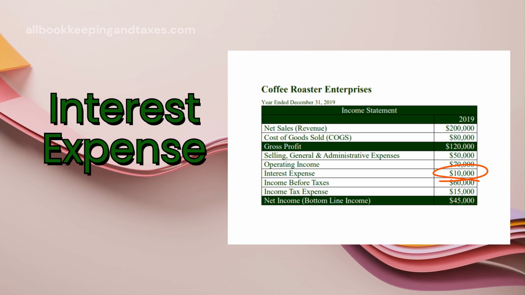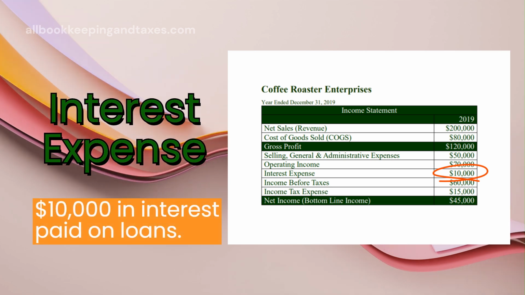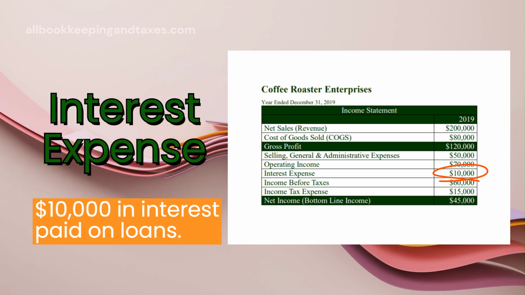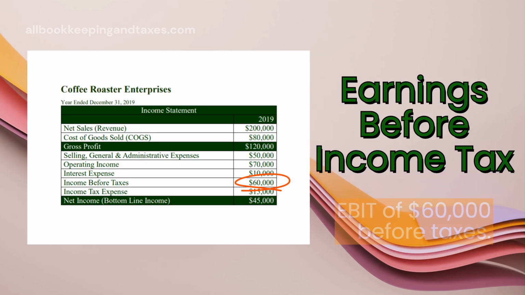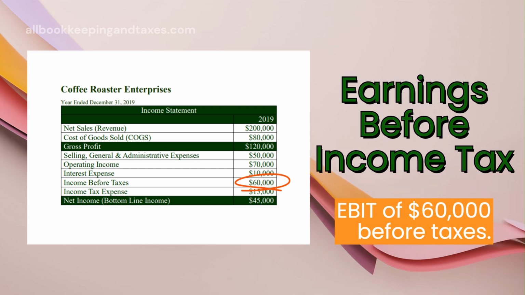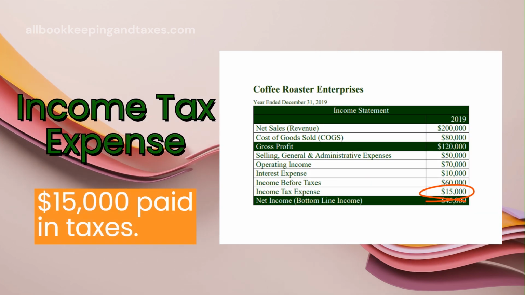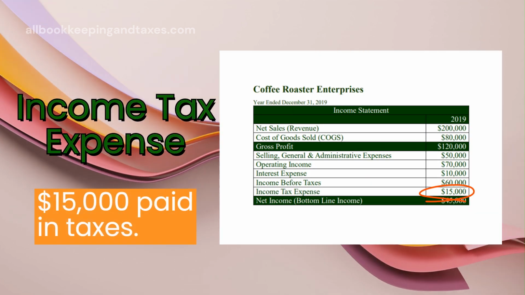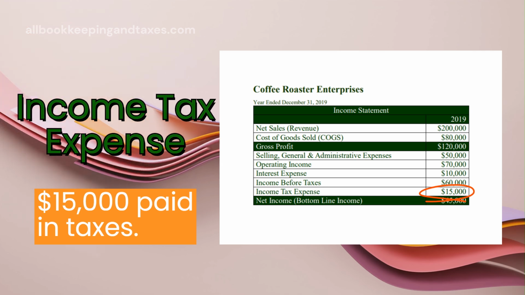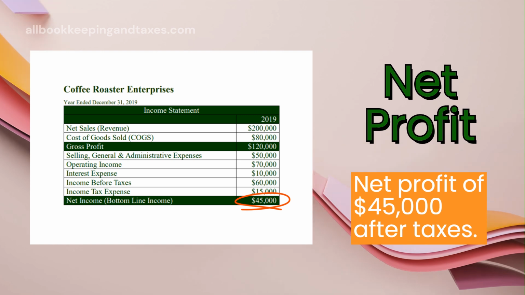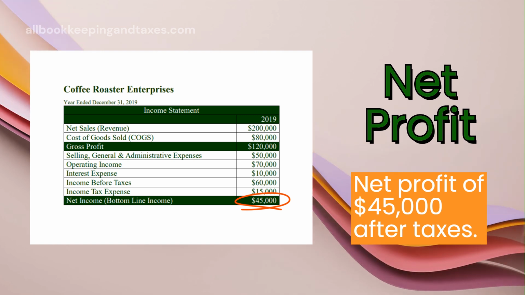6. Interest expense. If your business has debt, this section summarizes the total interest payments made during the reporting period. 7. Earnings before income tax. This figure represents the business's profitability before taxes are deducted. 8. Income tax expense. This indicates how much you paid in income taxes to the government. 9. Net profit. Often called the bottom line. This is your business's final profit after all costs and taxes are deducted.